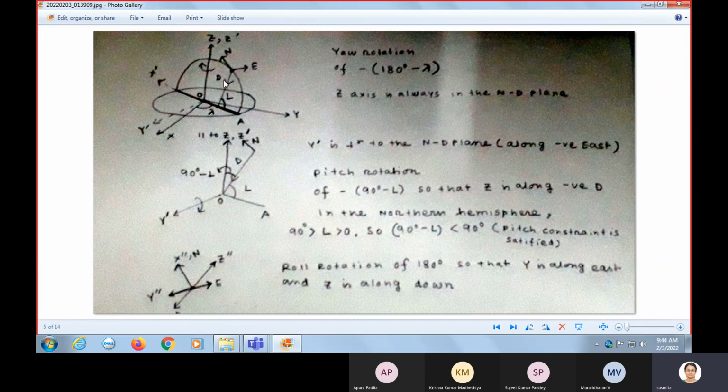But after this, X is along north, Y is along west, and Z is along negative down. So we need to apply a roll rotation of magnitude 180 degrees so that Z is along down and Y is along east. So we need to apply three rotations: yaw rotation first, pitch rotation, and then roll rotation. When you are writing the rotation, you need to show the direction and magnitude, both. Otherwise, your answer is incomplete. Clear?